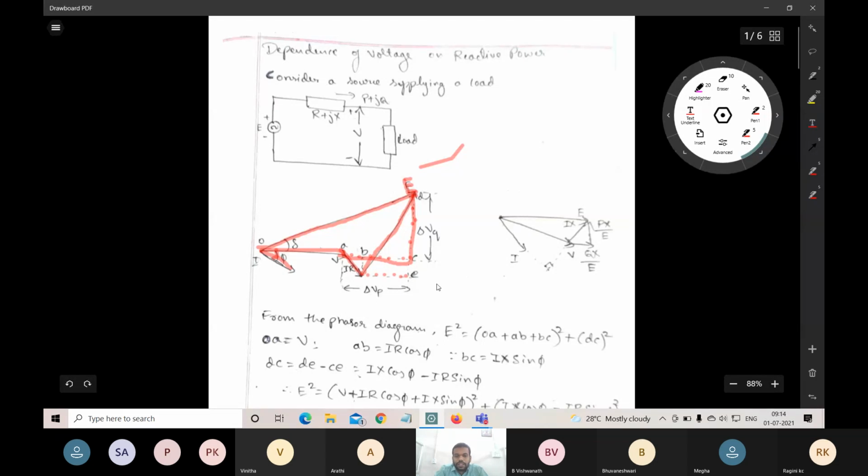This equation gives you the voltage, which depends upon the load. The load is inductive in nature, that's why it is lagging. I lags the voltage by an angle phi. This is the phasor diagram for lagging loads. So what is OA? We know how to draw the phasor diagram. I'm just erasing now.